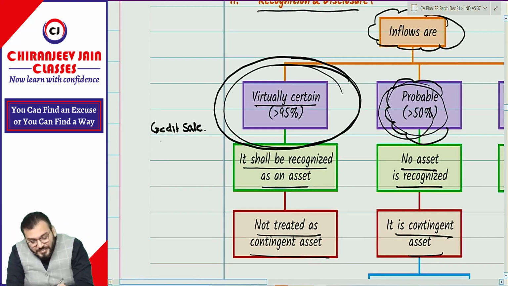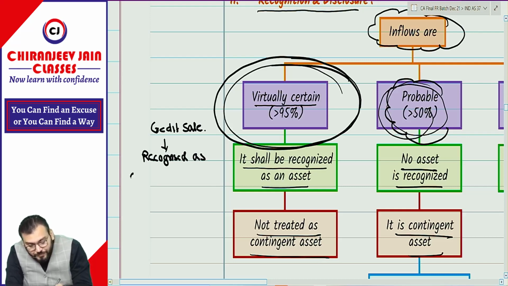Understood? It means credit sales is recognized as an asset, as inflows are virtually certain.